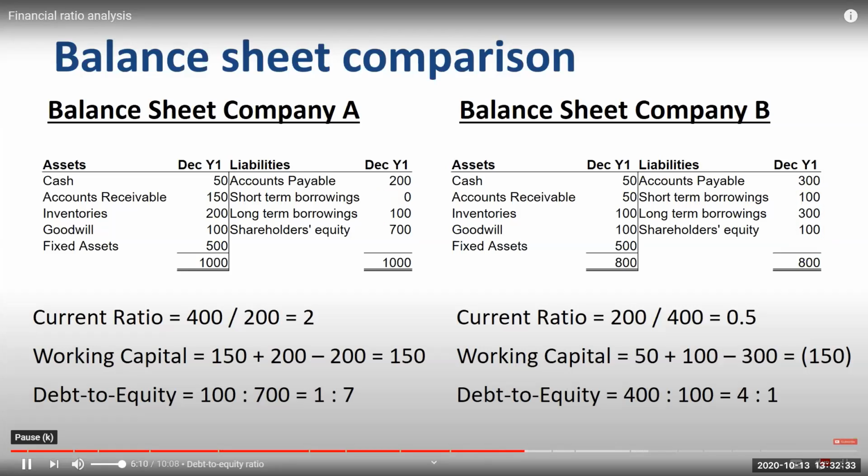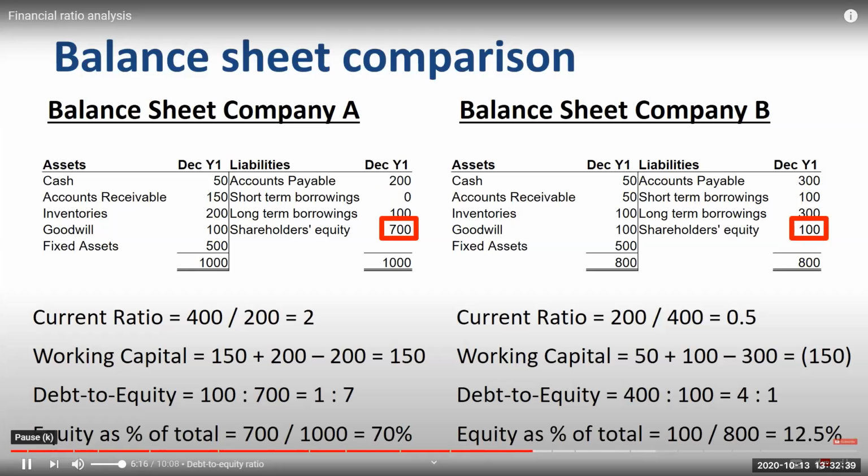A related financial ratio is equity as percentage of the balance sheet total. 70% for company A, 12.5% for company B. Based on the debt to equity ratio and equity as percentage of total, you could say that company A has low leverage, while company B has a high leverage.